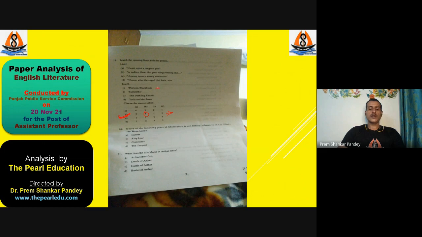Thirteen Blackbirds: the full title is Thirteen Ways of Looking at a Blackbird. That is the full title, by Wallace Stevens. Sympathy is a poem by Paul Laurence Dunbar, published in 1899. And The Darkling Thrush is a poem by Thomas Hardy. And Leda and the Swan is by William Butler Yeats. So B is the right answer.